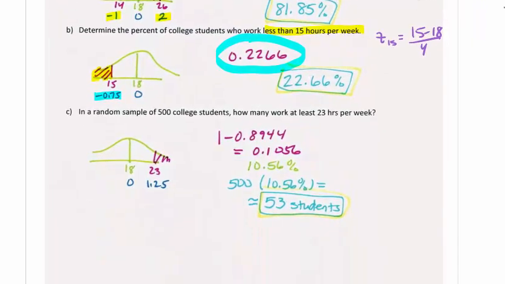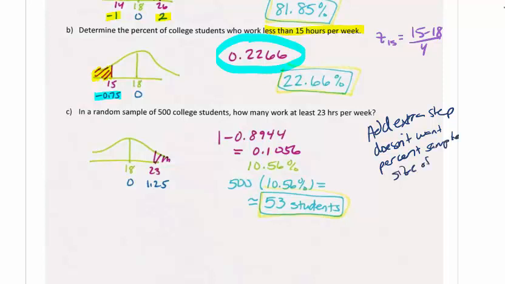C is a little bit different in the sense that it adds 1 extra step to it. In a random sample of 500 college students, how many work at least 23 hours per week? But we're still going to do all of our first 3 steps, and we just add an extra step at the end because it doesn't want the percent. It wants, in a sample size of 500 students, how many? So this is going to be adding an extra step at the end.